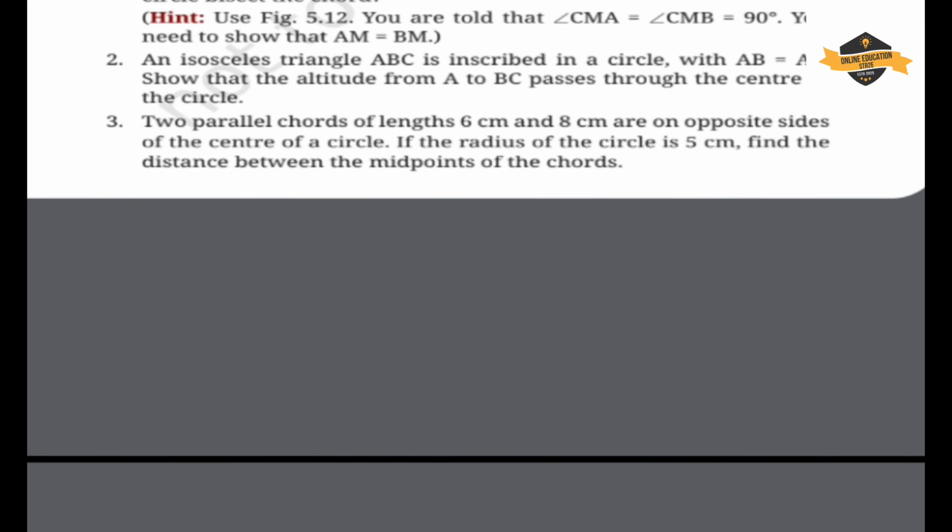Now proceed to another question. Question number 2. An isosceles triangle ABC is inscribed in a circle with AB equal to AC. Show that the altitude from A to BC passes through the center of the circle.